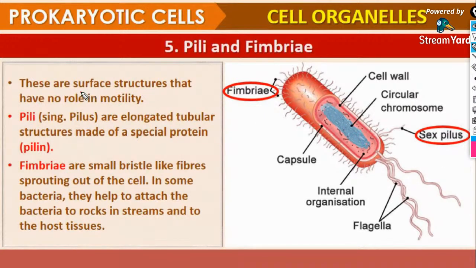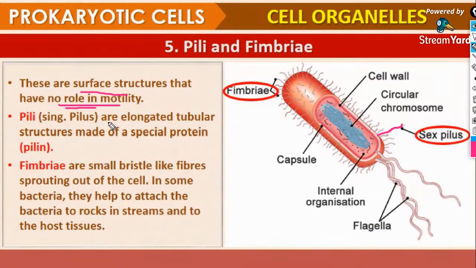These are surface structures that have no role in motility. Pili and fimbriae are these elongations. Look, one long elongation is known as a pilus, and all the other elongations are known as fimbriae. When we see them, we might think they are useful in motility or movement. No, their function is entirely different from that of motility.